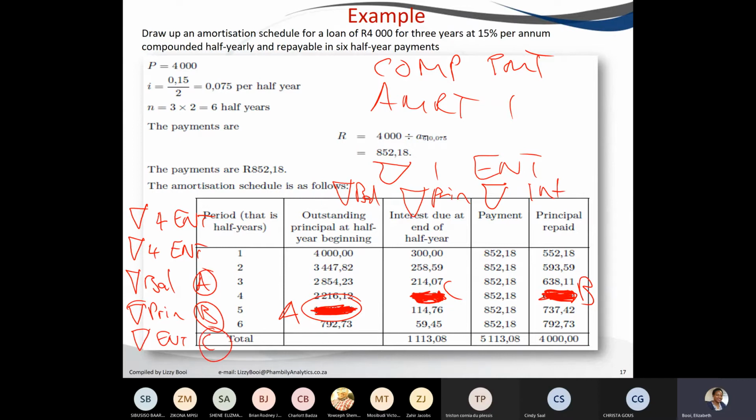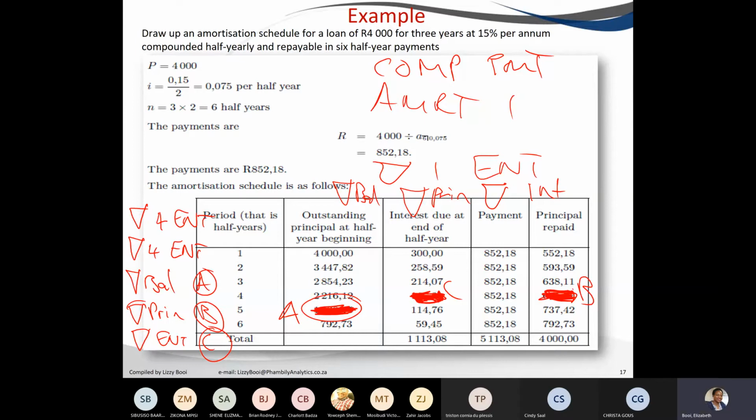So on your calculator, it first gives you the outstanding principal, and then it gives you the principal repaid, then it gives you the interest. When you're calculating manually, you first need to do C, then do B, then do A. So on your financial calculator, it is easier to do your amortization schedules and answer any question relating to amortization than when you are calculating manually.